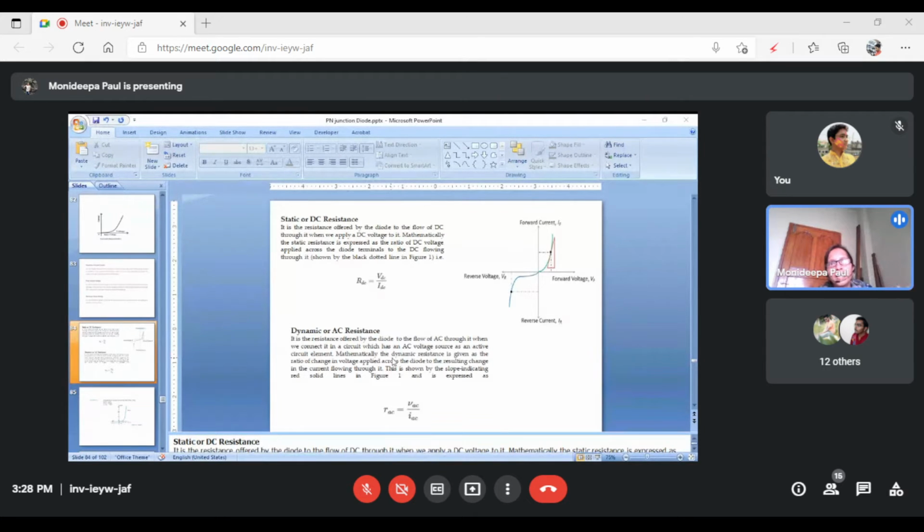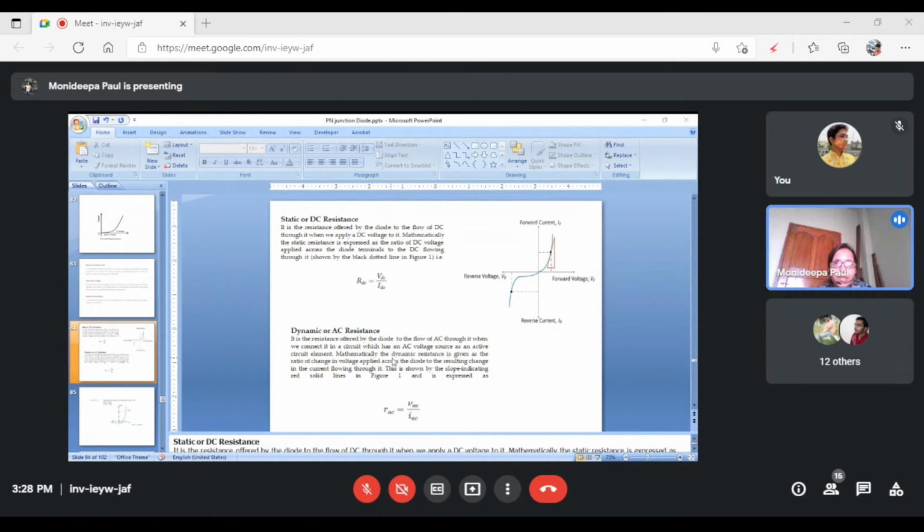This is called static resistance. I think it is clear for everyone. If we apply the DC voltage, current flows through the diode, and at a particular voltage we get a particular current. The ratio of the voltage and current is known as the DC resistance, and this is also known as static resistance.